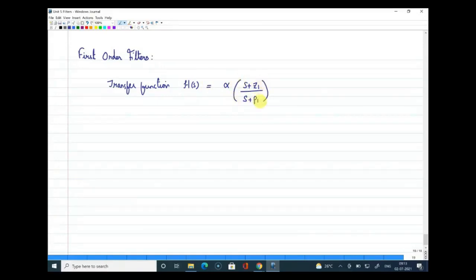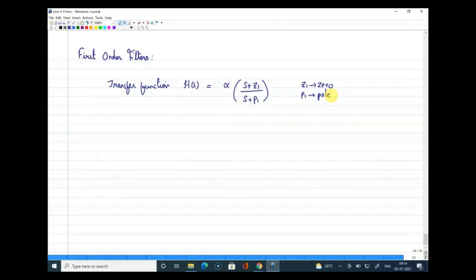So it will have a single zero and a single pole. z1 represents the zero and p1 represents a pole, and a filter of this form is generally identified as a first order filter. But we do not know what type of response it gives, since you can have different types of responses with first order filters.